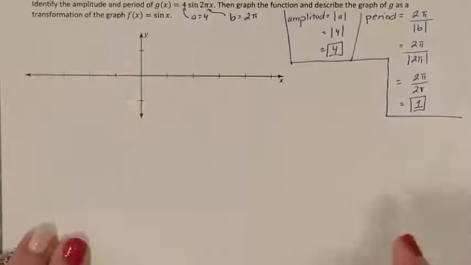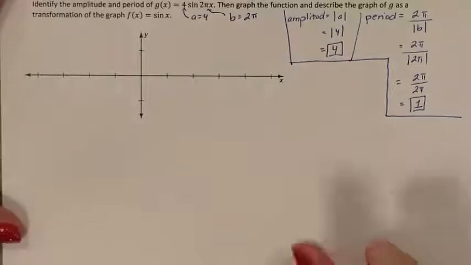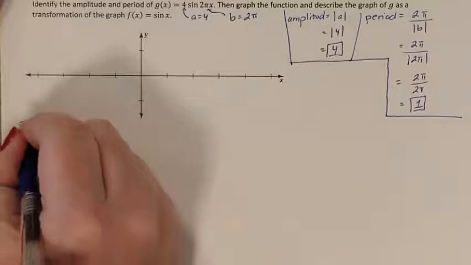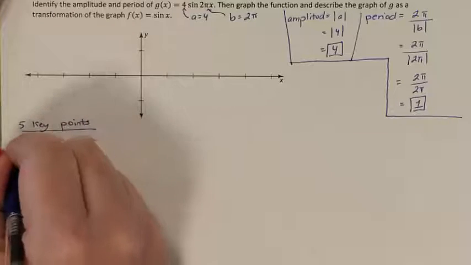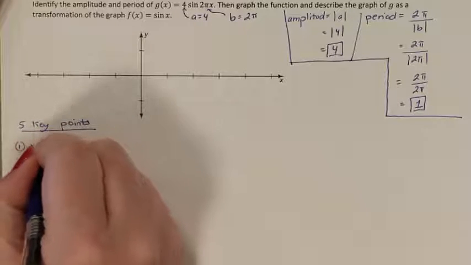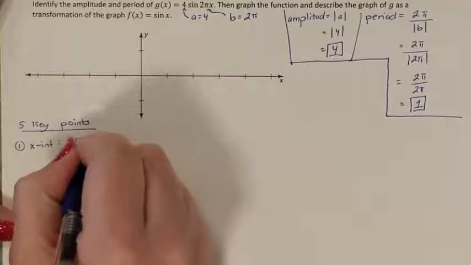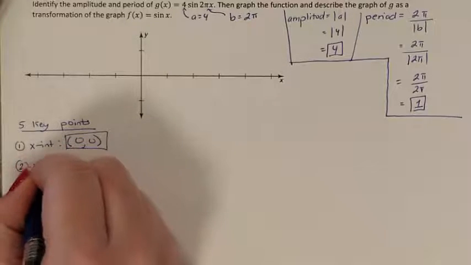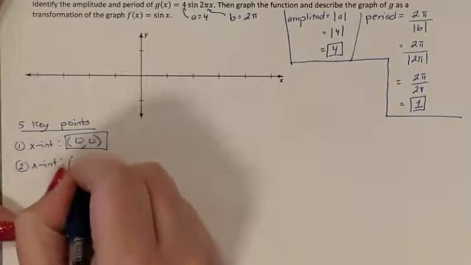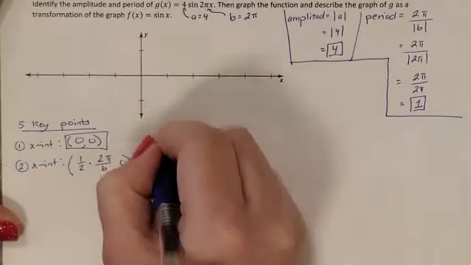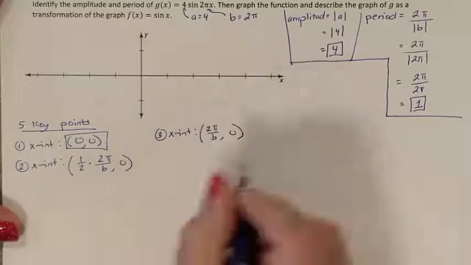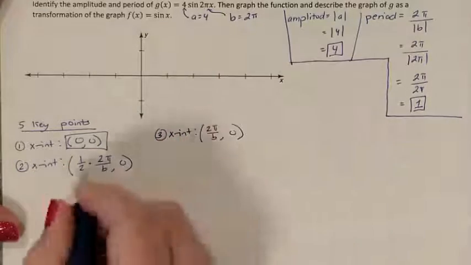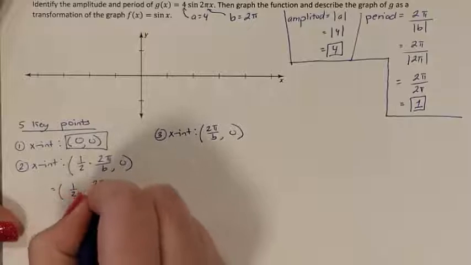So before we scale them, let's go ahead and find our 5 key points to make sure we scale right. Remember, you have 3 x-intercepts on sine. 0, 0 is x-intercept number 1. X-intercepts number 2 and 3 are formulas. They both require b, which is 2 pi. So let's go ahead and put that into our formula.